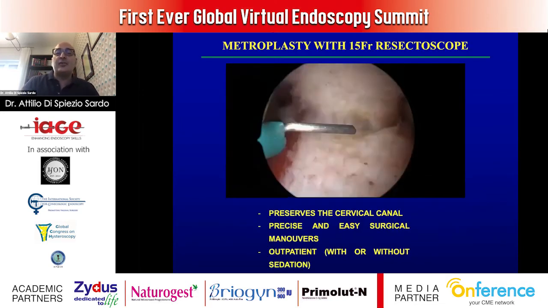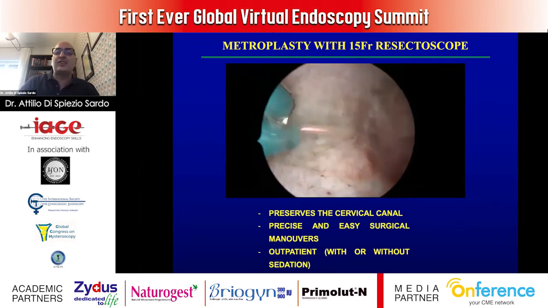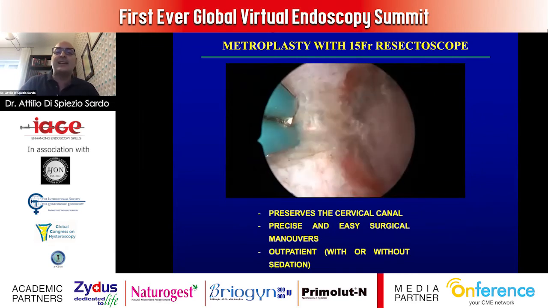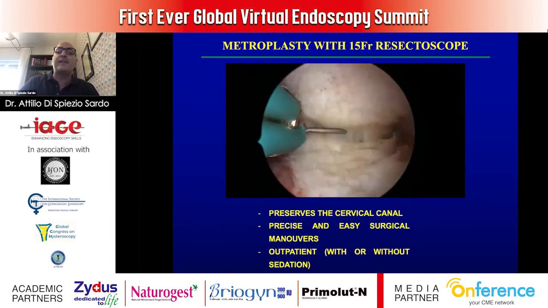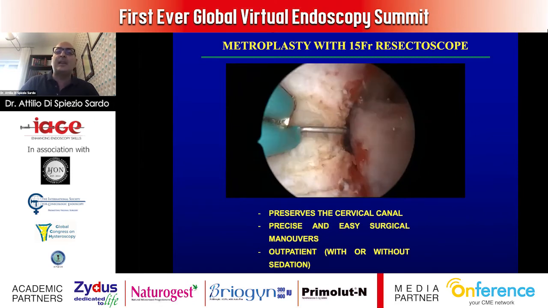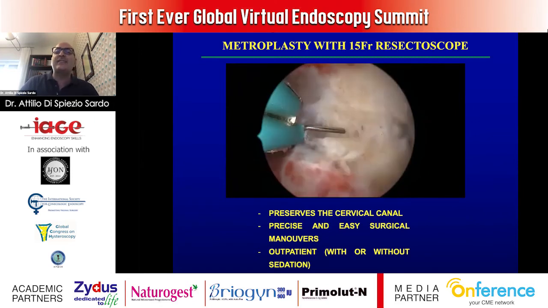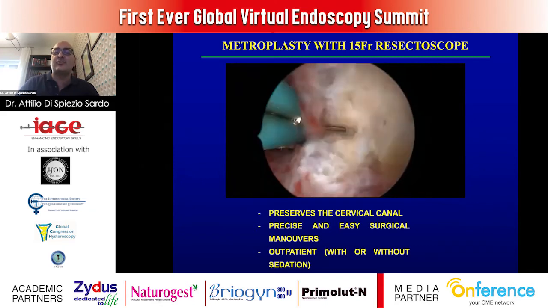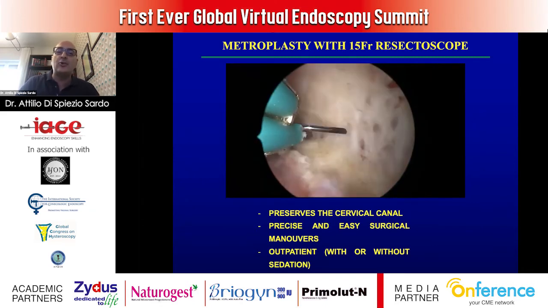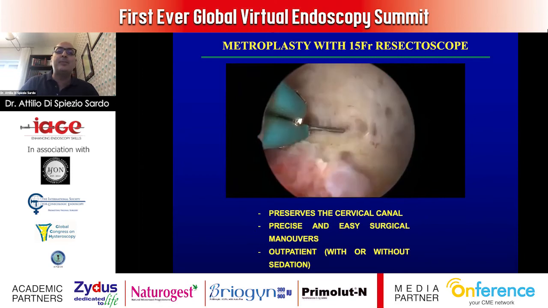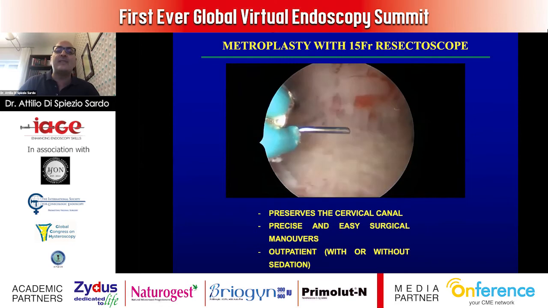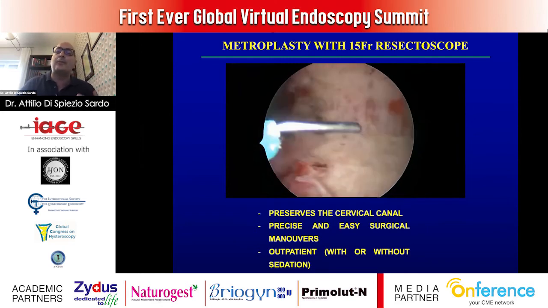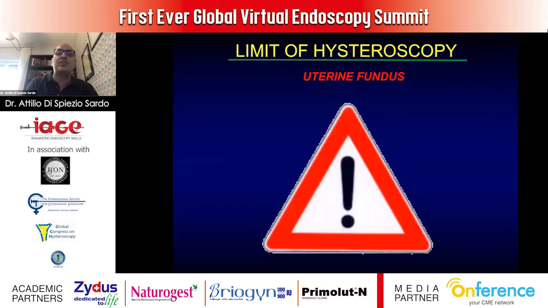In the last years, you know that a wonderful 15 French resectoscope came out on the market, and personally I changed my way of doing these procedures. I prefer to use this device because it maintains the advantages of a 5 millimeter hysteroscope. So no dilation, you can do it in an office setting, but the purity of the cut with minimal production of bubbles is something extraordinary that allows you to perform very good metroplasty both in outpatient and inpatient settings.